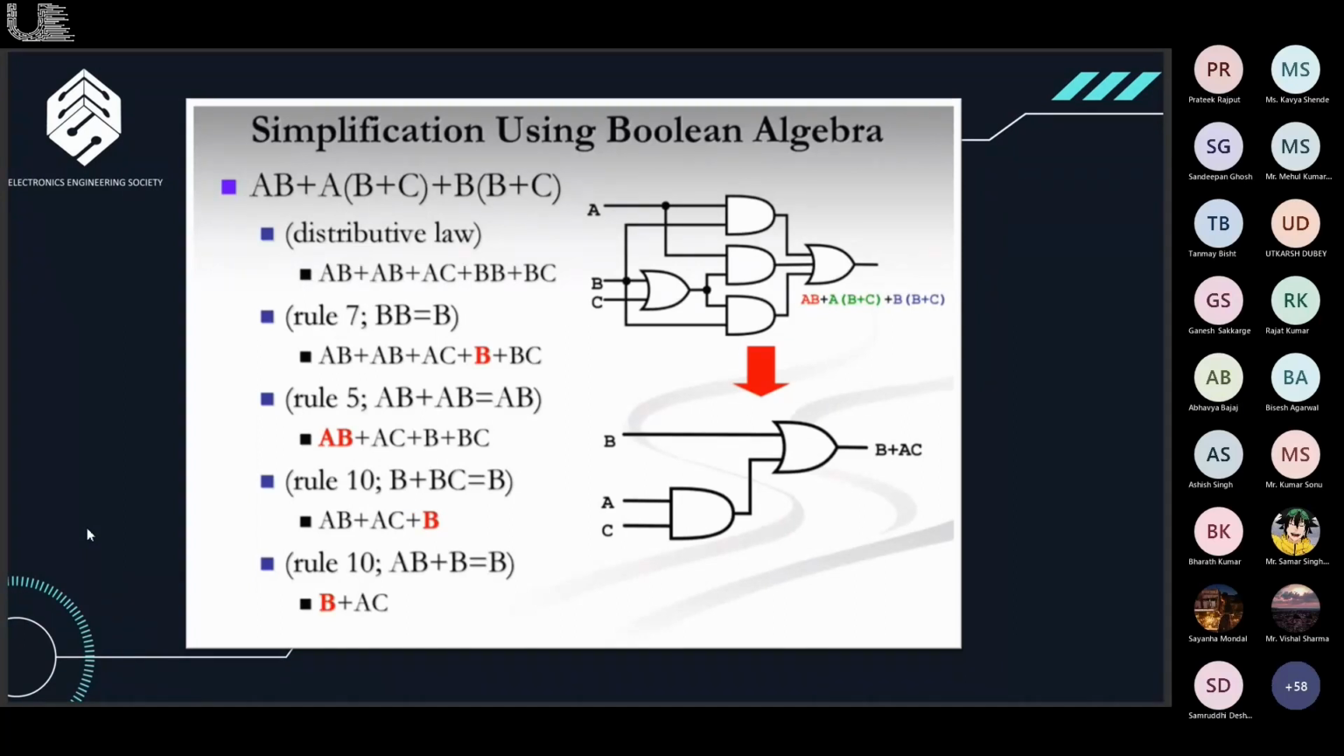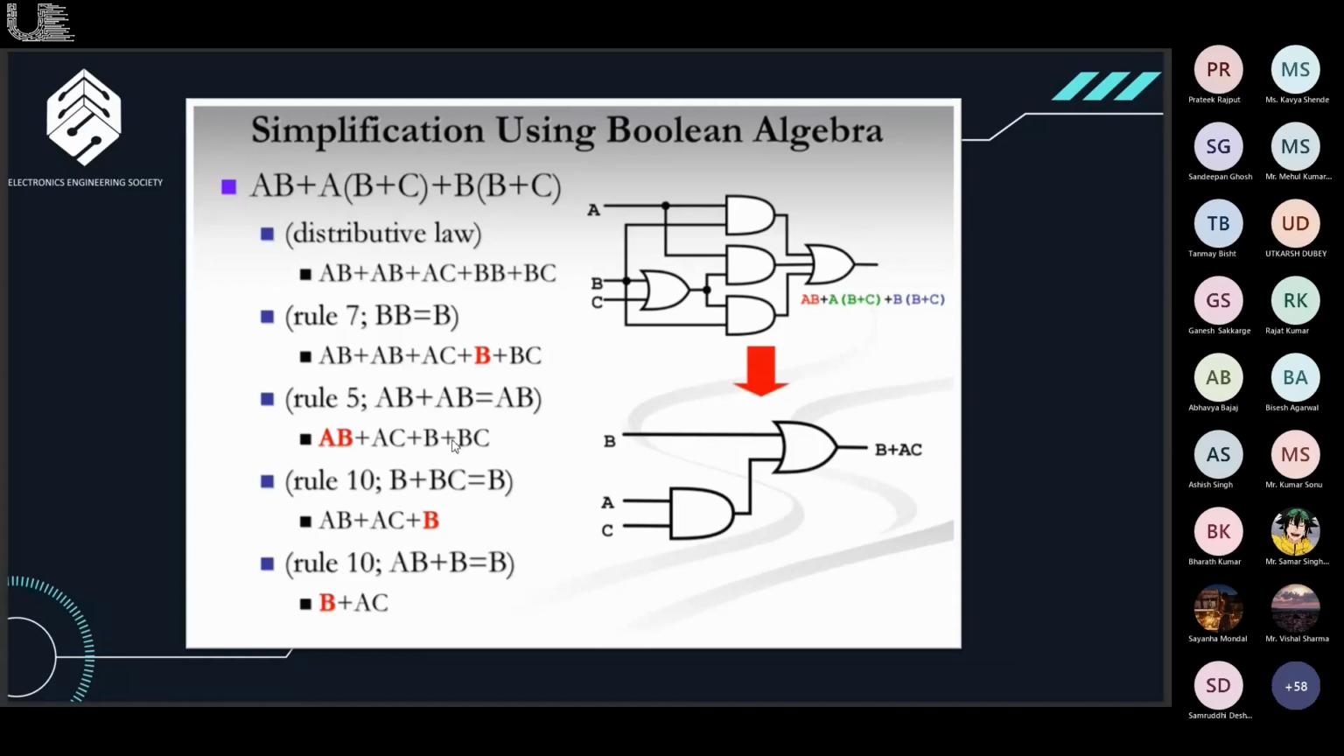Here is an example of simplification of an expression using Boolean algebra. For example, this is a given Boolean expression: AB plus A times (B plus C) plus B times (B plus C). If we expand the brackets, we get A into B plus A into B plus A into C plus B into B plus B into C. We know that B into B is B itself from the above Boolean laws, so we'll write B in place of B into B. Similarly, we know that A into B plus A into B is A into B itself, so we'll write AB in place of this.